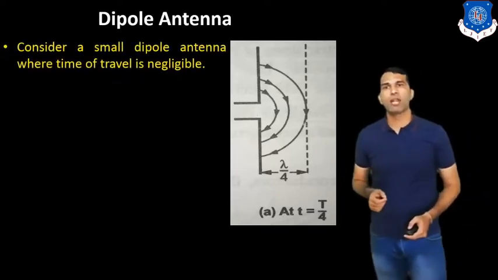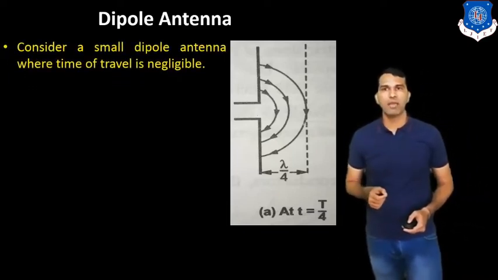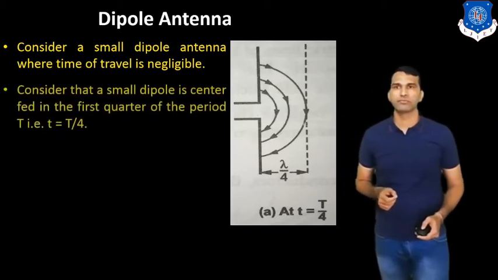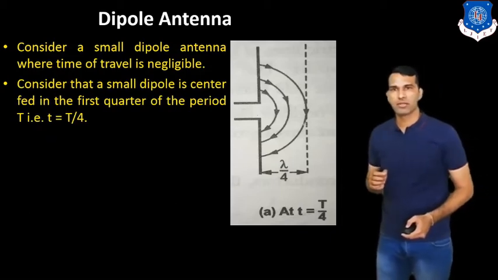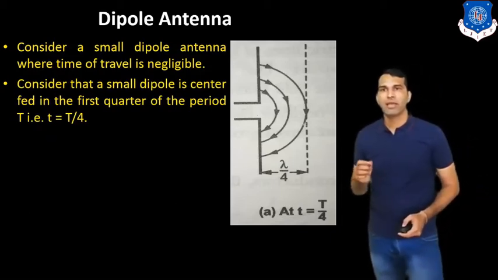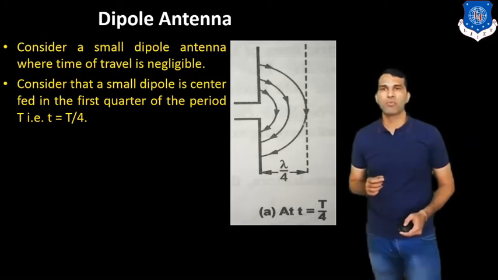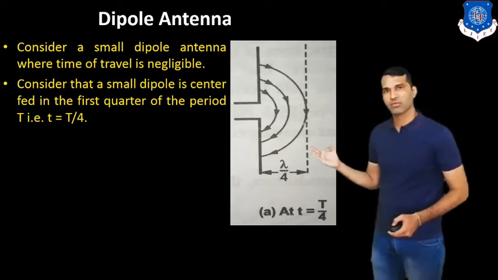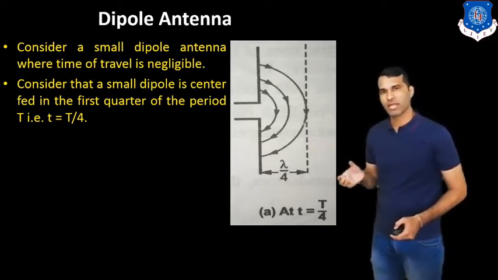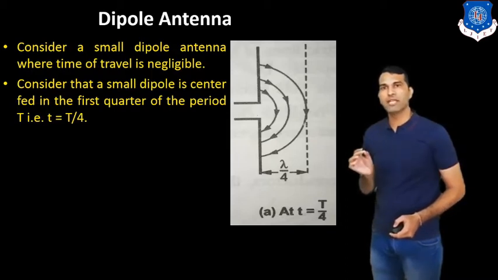Consider a small dipole antenna where the time of travel is negligible. Consider that the small dipole is center fed. In the first quarter of the period, t equals T by 4, here at the center of the wire we have the given field mechanism.